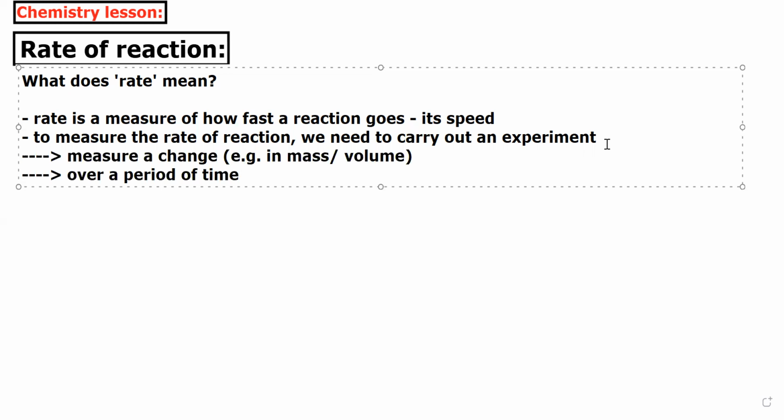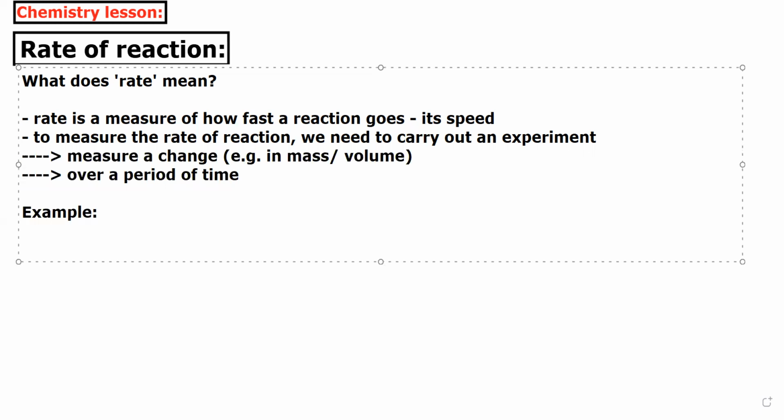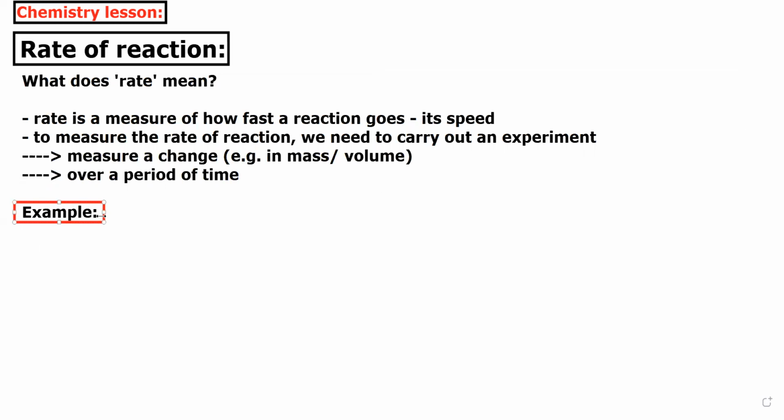For example, here I give you the reaction of magnesium reacting with hydrochloric acid. Let me write the equation so you understand it better. My reactants are magnesium, which is reacting with hydrochloric acid. And the products are going to be magnesium chloride and hydrogen. Whenever a metal reacts with an acid, a salt and hydrogen are formed.